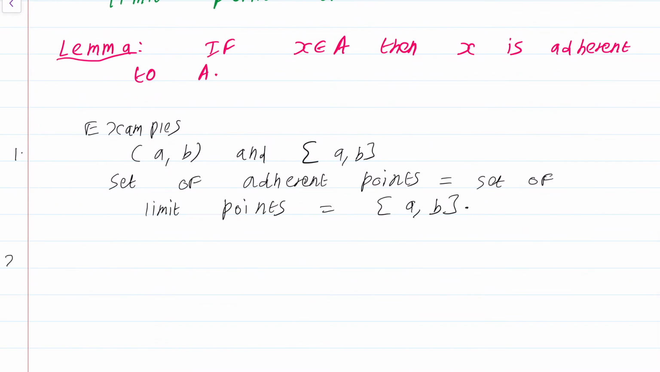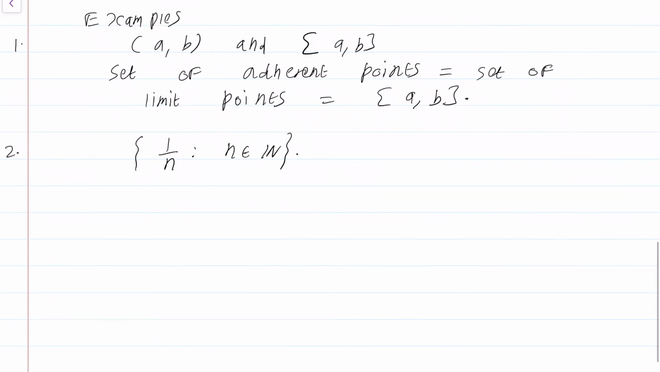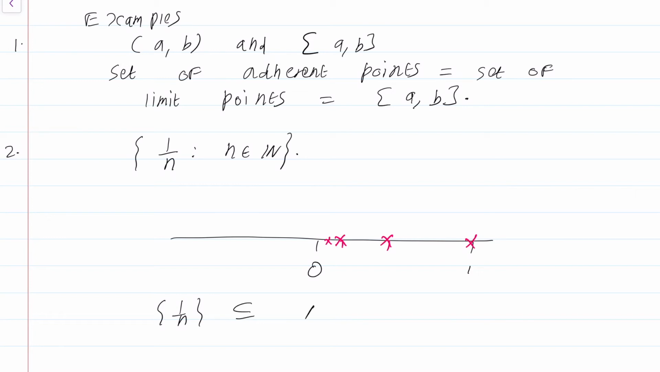Now let's take a drastic example. Let's take the set 1/n such that n is in the natural numbers. Now let's plot this set. If this is 0 and this is 1, you have this point, you have this point, you have 1/3 which is somewhere here, and so on. You have points getting closer and closer to 0. Now observe that by the fact that every point of the set is automatically an adherent point, 1/n is a subset of the set of adherent points.